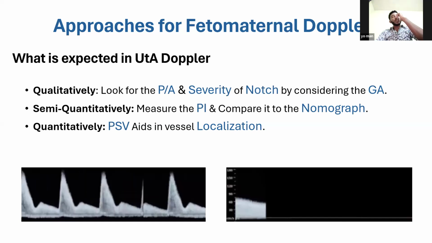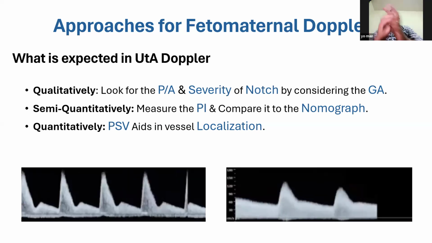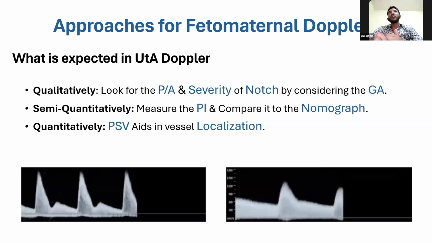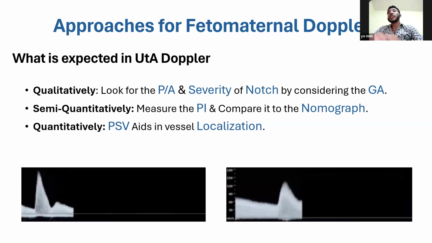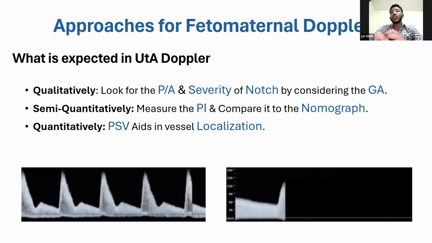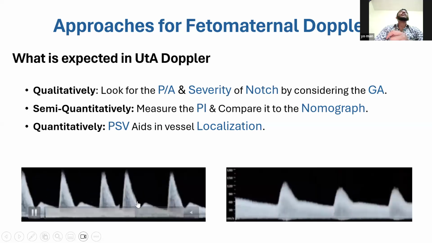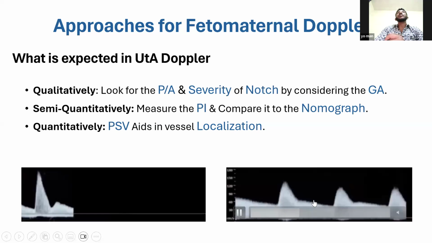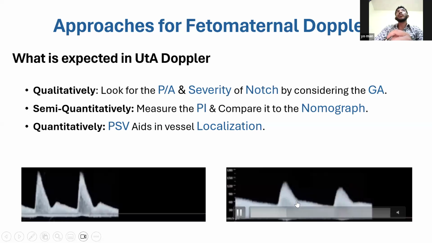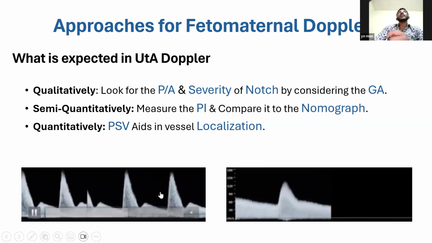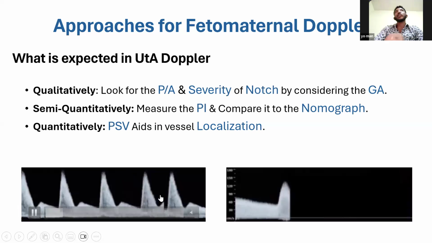What is expected from uterine artery Doppler? The first thing is qualitatively, without any measurement, just by seeing the trace, we look at the presence or absence and severity of the notching. Notching indicates there is a higher resistance, and this is the absence of notching. If there is notching, especially after 13 and 14 weeks, this indicates some sort of resistance.